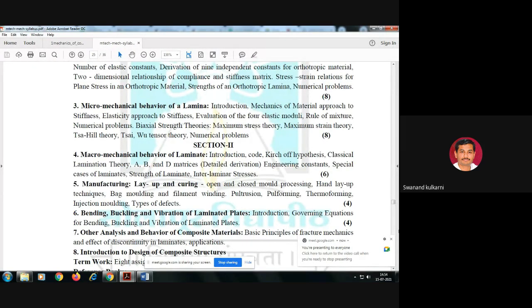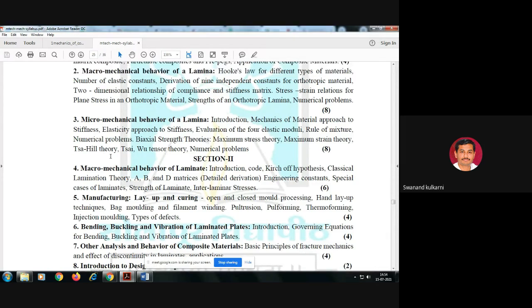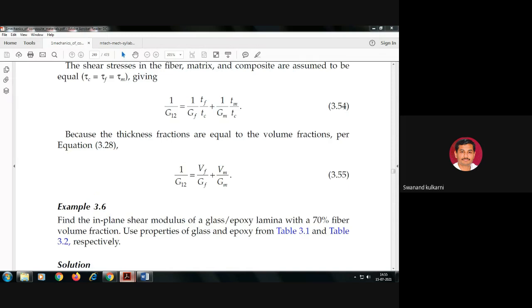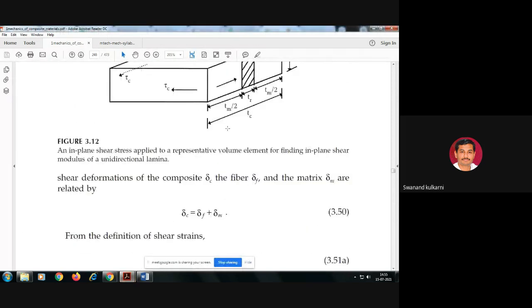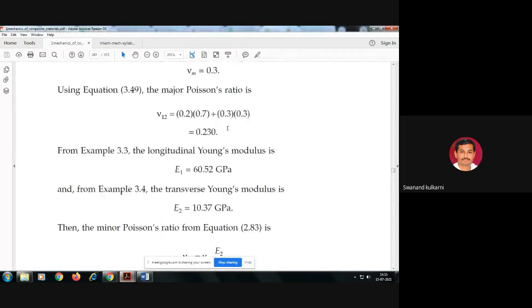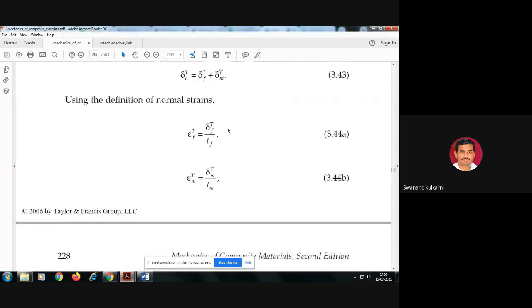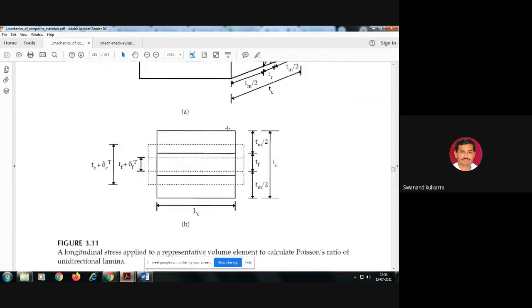So during the last lecture, we started the micromechanical behavior of lamina. From previous lectures up till now, we have completed the introduction and the mechanics of material approach to stiffness. In this strength of material approach to stiffness, we started with the assumptions, and with reference to those assumptions we started to calculate the different values.